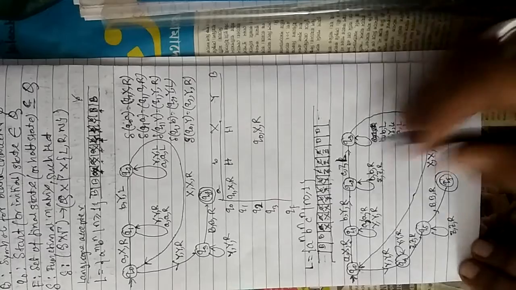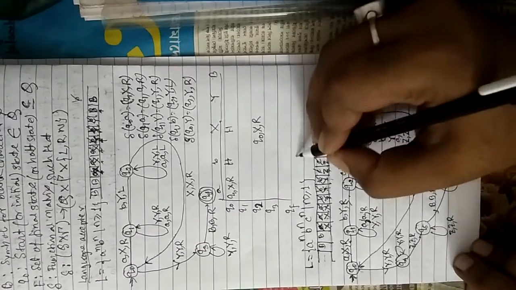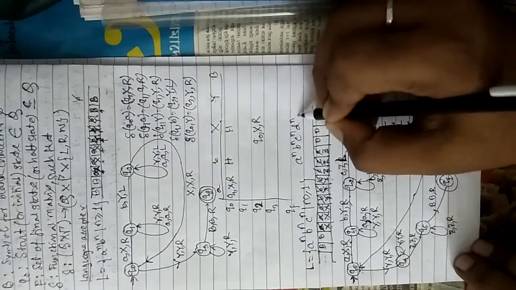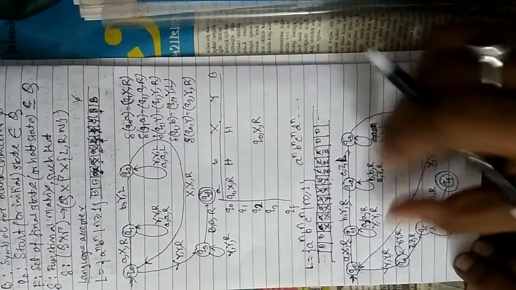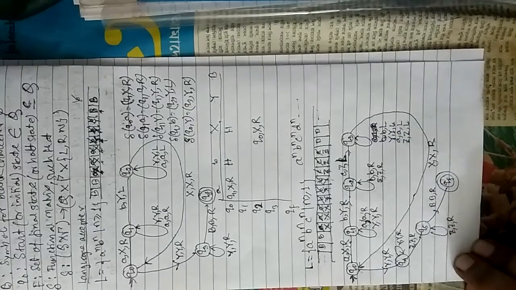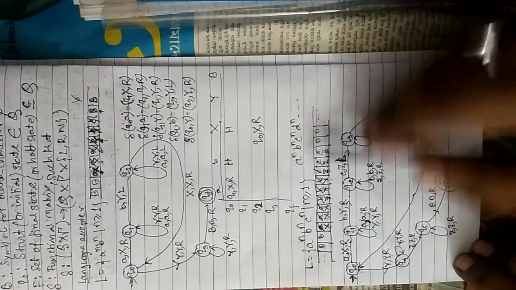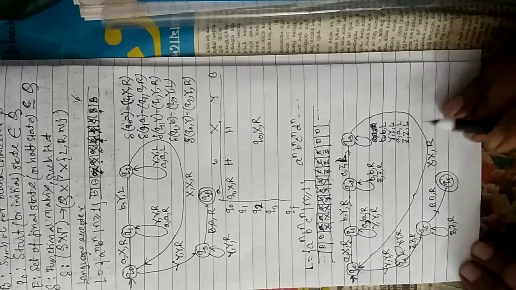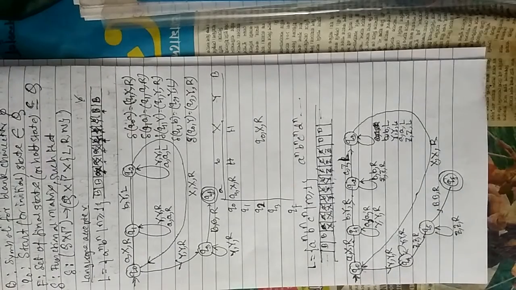So this is the machine corresponding to a to the power n, b to the power n, c to the power n. You can also draw a to the power n, b to the power n, c to the power n, d to the power n, and something like that. Then there will be another state. If you go on increasing, the states will go on increasing, but this is the main idea of this particular problem.